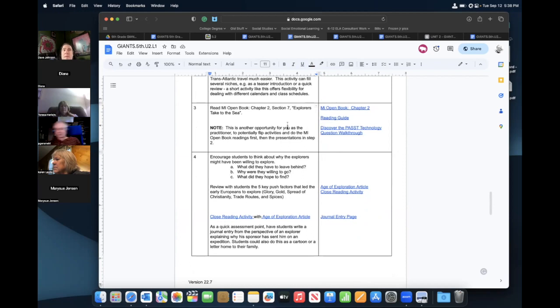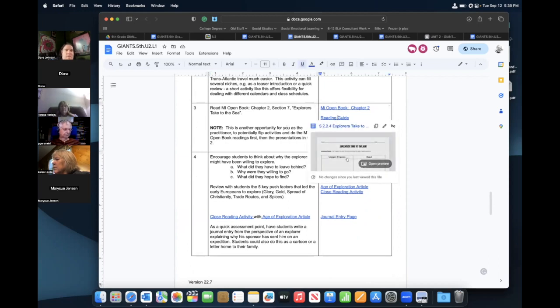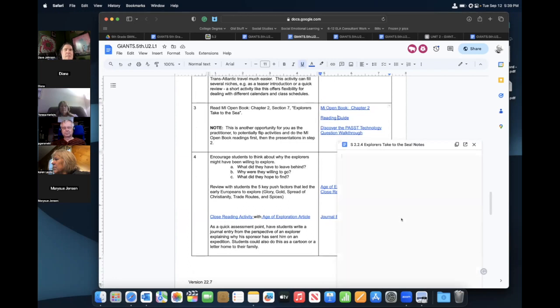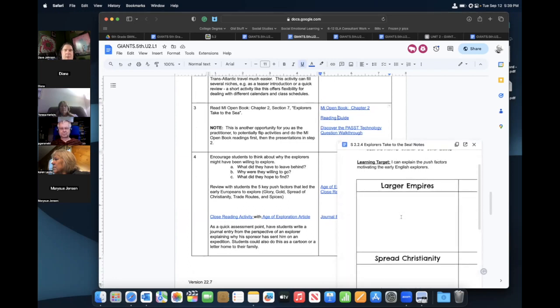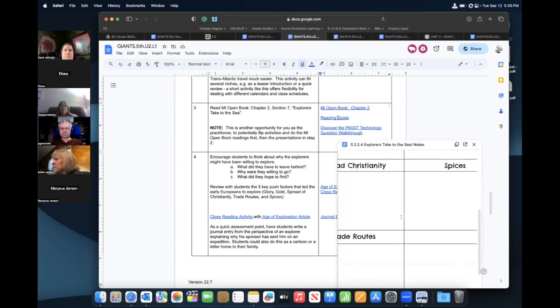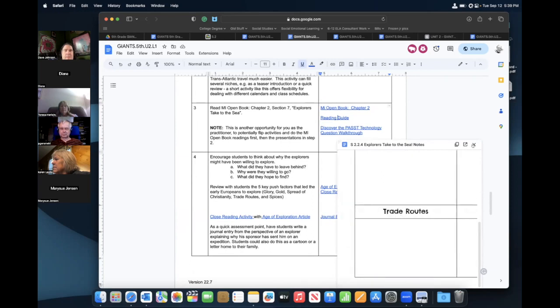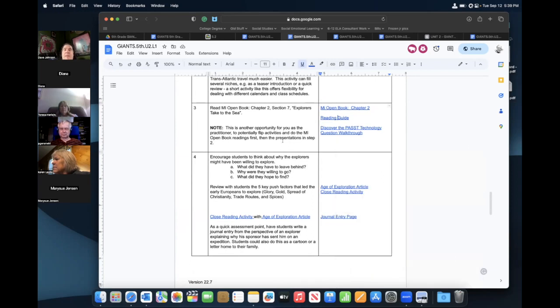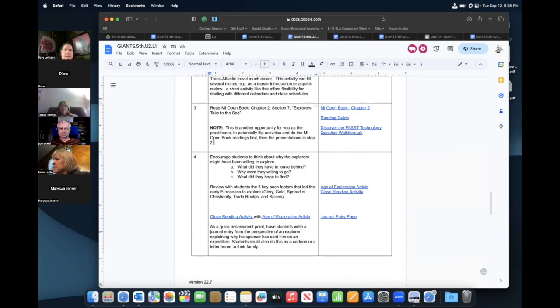Now, if you're not going to use Open Book to go along with this, that's totally fine. Just know you may have to adapt the reading guide just a little bit. But my hunch, just eyeballing it here in the moment, is your book is still going to talk about these same things. So it's probably very minimal the amount of adaptations you'll have to make.